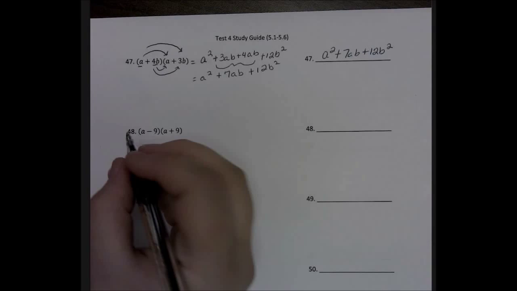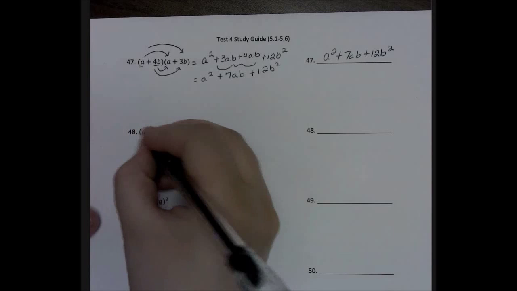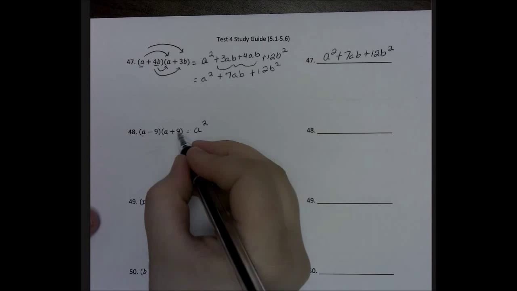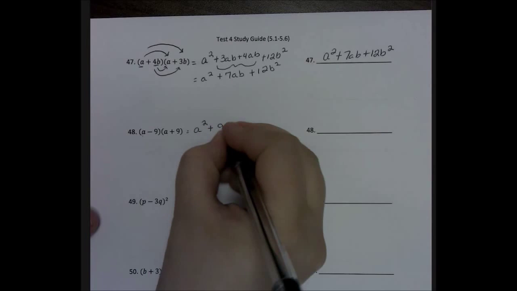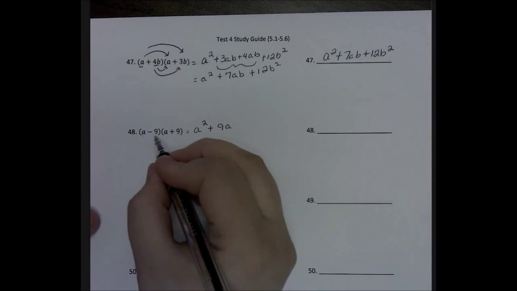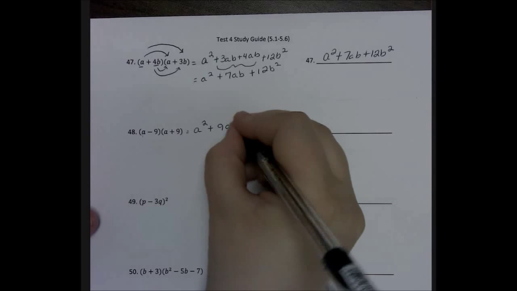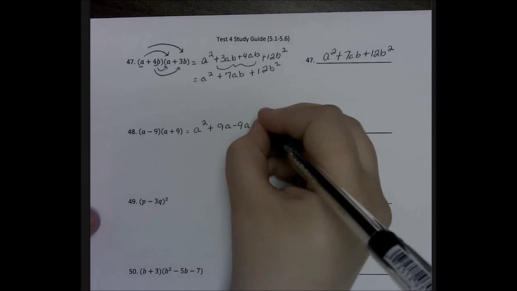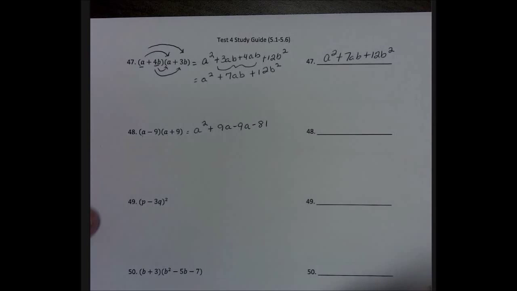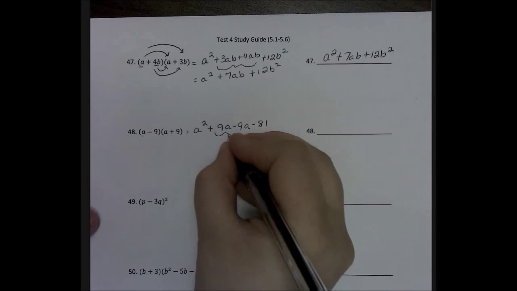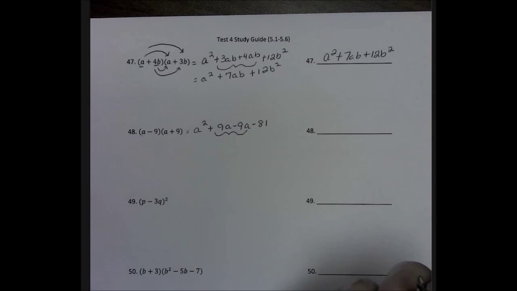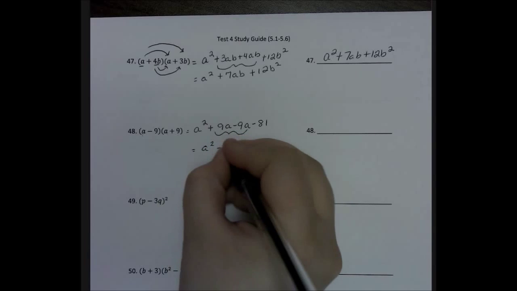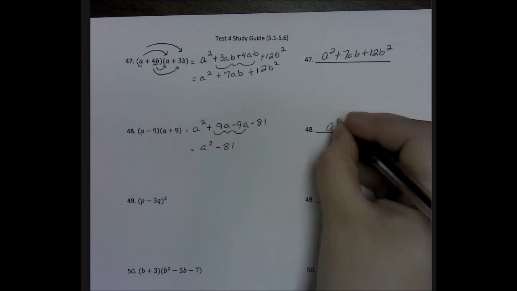Then on number 48, A times A gives me A squared. A times 9 is 9A. Negative 9 times A is negative 9A. Negative 9 times positive 9 is negative 81. Then, when I combine my two middle terms, you'll notice that they will cancel, leaving me with A squared minus 81.